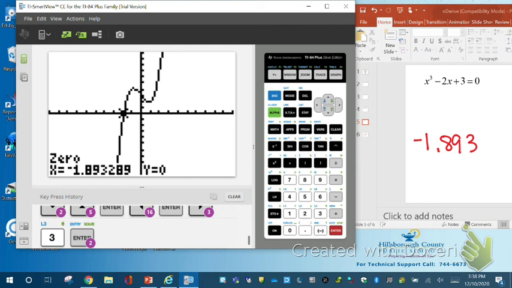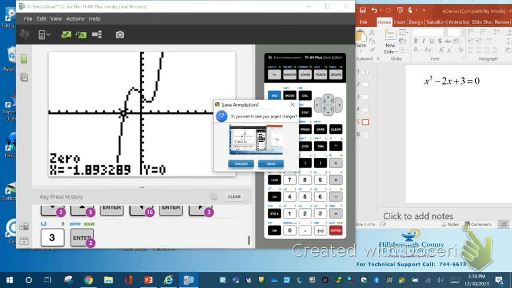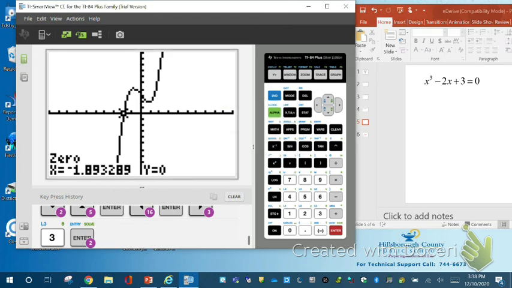Okay, so let's review those steps again. To find the x-intercept, it's going to be second calc, then you choose 0. Then you have to get to the left of the point you want and the right of the point you want and hit enter. Okay? So rewind, listen to that again if you have to.